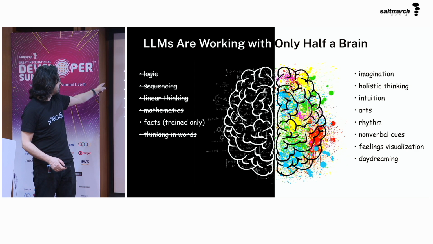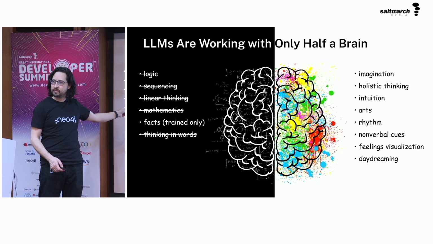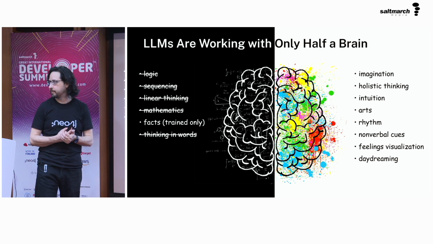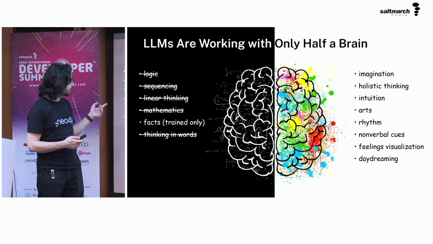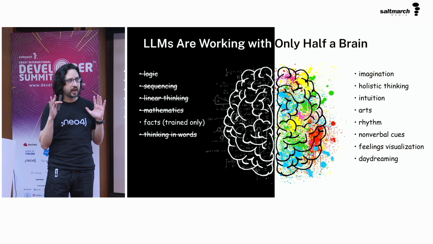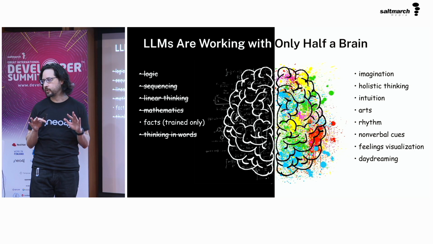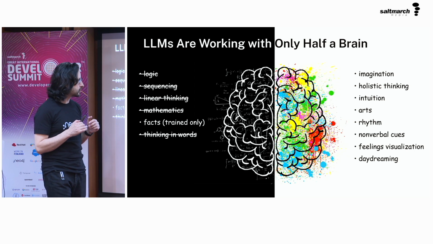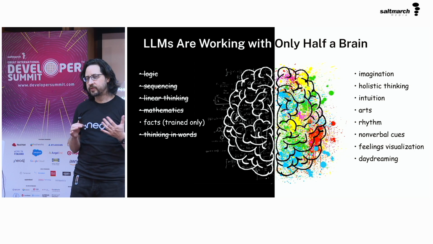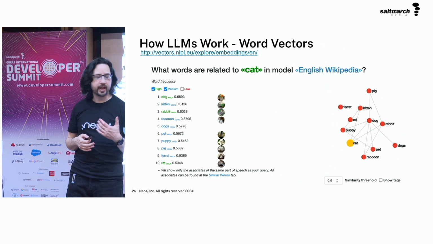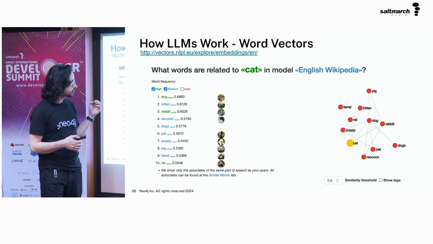It's really bad at logic, sequencing, listening, thinking, mathematics. It's good at facts, only the facts it was trained on, and also using words. So I think that LLMs are fundamentally challenged in a whole bunch of areas which are non-intuitive, and to understand why, we have to dig a level deeper and understand how LLMs are built.